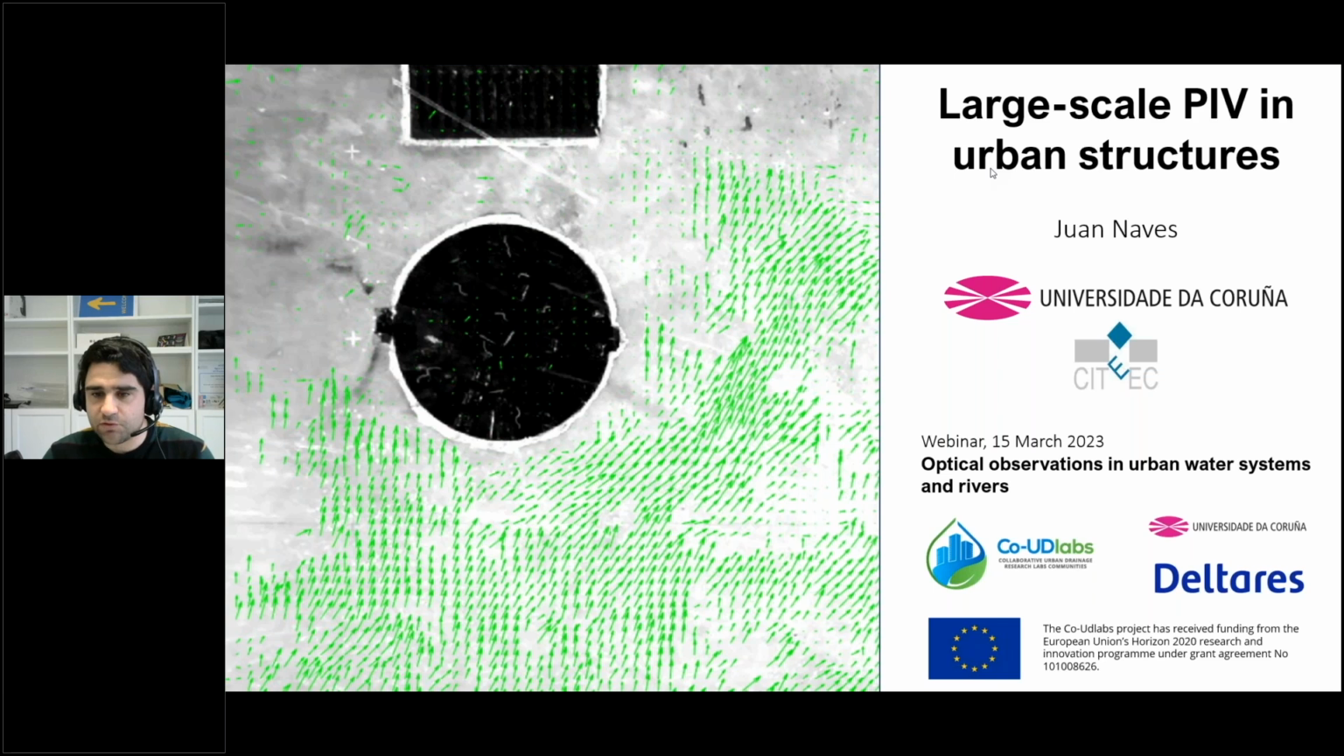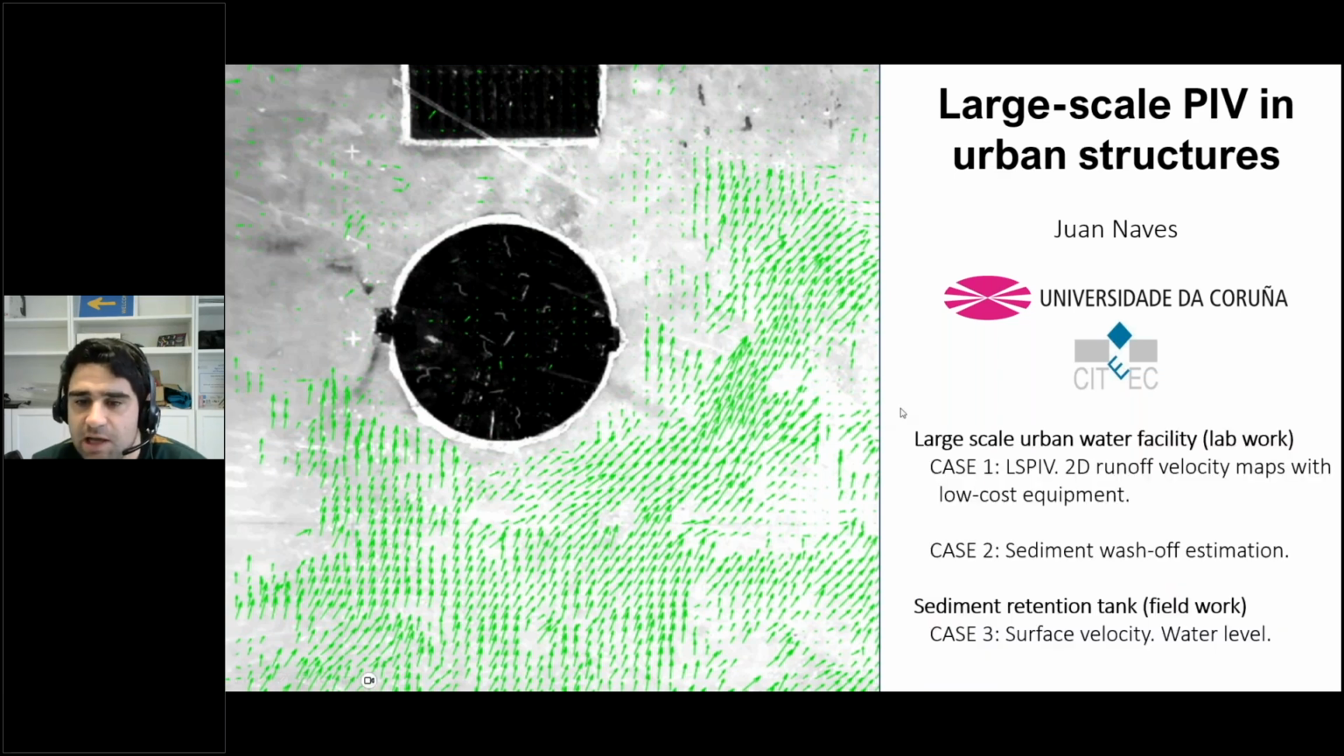I want to start today, or my plan for today, now is working, is to present you very briefly 3 cases where we are using these imaging techniques to urban drainage system. The 2 first cases is on a large-scale urban water facility that we have here in the laboratory in the University of Coruña. The first one is how we are measuring the runoff velocity maps in an urban catchment surface using the large-scale PIV with low-cost equipment.